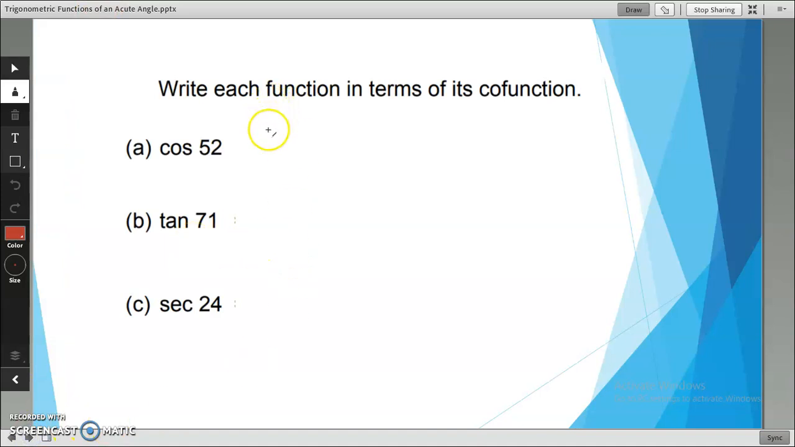So let's do a few examples. So if we have cosine, we know that sine is the cofunction for it. So that's going to be sine of 90 minus 52. And so that's going to be sine of 38.